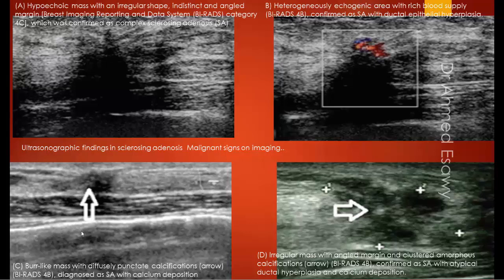Next case, a pear-like mass with diffuse punctate calcification, scored BI-RADS 4B, diagnosed by biopsy as sclerosing adenosis with calcium deposition. Last mass, seen as an irregular mass in ultrasound with angled margin and clustered microcalcification, scored BI-RADS 4B, confirmed as sclerosing adenosis with atypical ductal hyperplasia and calcium deposition.